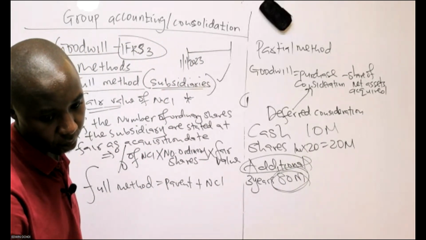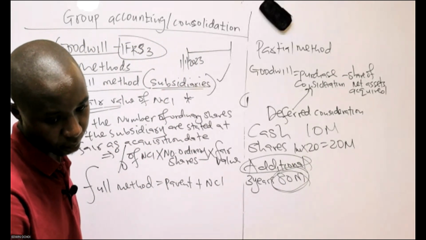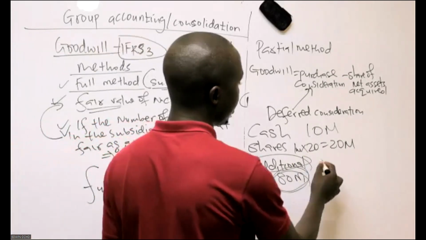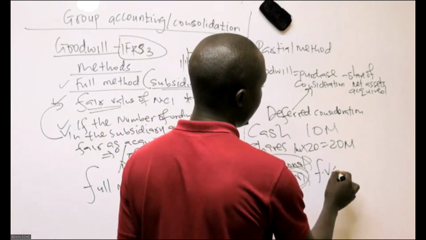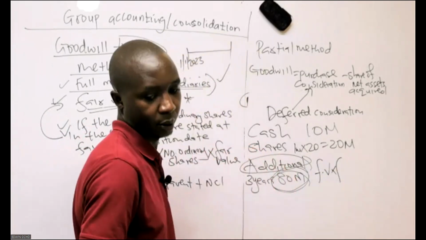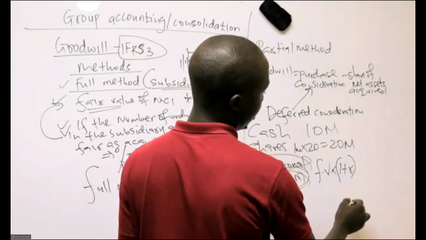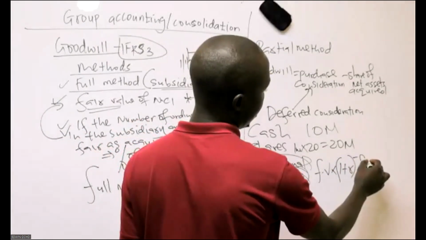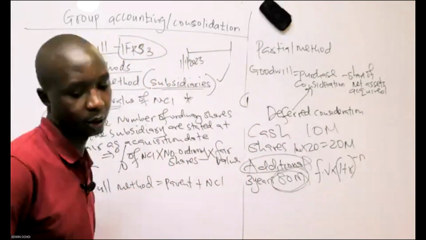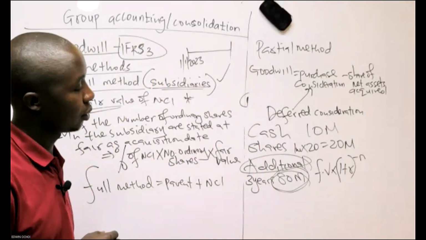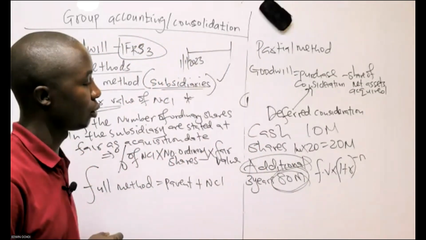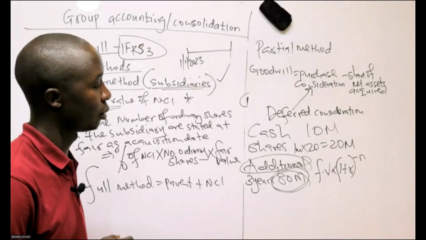Future value times into brackets 1 plus R, raised to the power of N. Correct. That is correct. So that is what you do. So you have to discount using this formula.